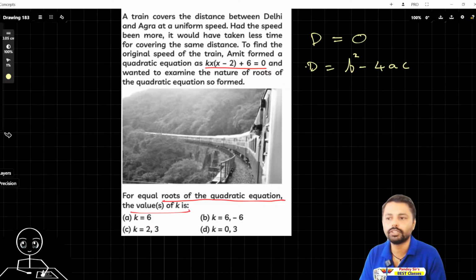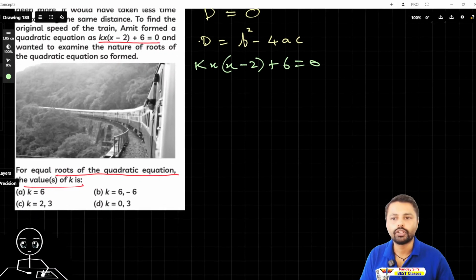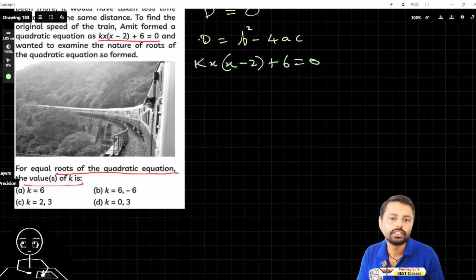So the equation we have been given is kx(x - 2) + 6 = 0. They have not given it in the format of a quadratic equation, so let's convert it. Just multiply everything out, and we get kx² - 2kx + 6 = 0.